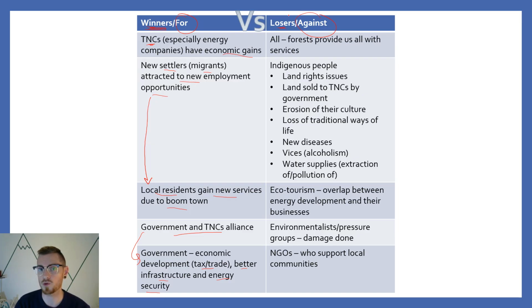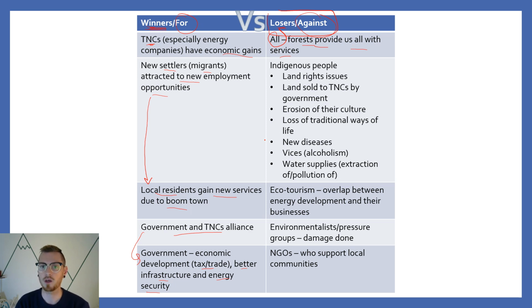The losers are those probably going to be generally against economic growth over environmental degradation, i.e. those who are going to be more for protecting the environment. Is probably all of us, is one thing we could state, because the forests, be it taiga or tropical rainforest, provide us all with services, i.e.